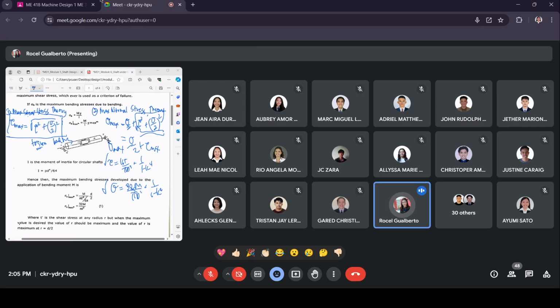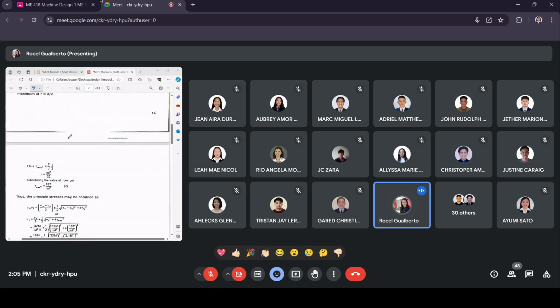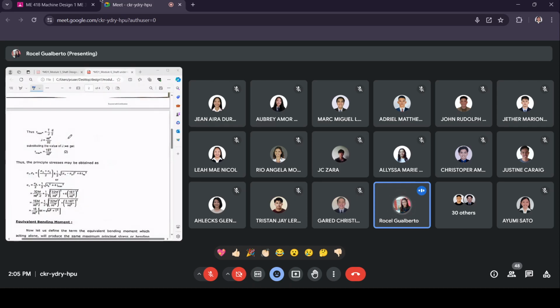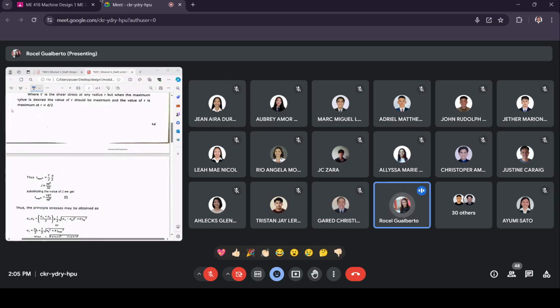Nagagawa niyo po ba? Hello? You try to derive. So, ngayon, pag ating ginawa ang partial fraction, nalaman na natin ang case. Okay, so let us try to derive here.